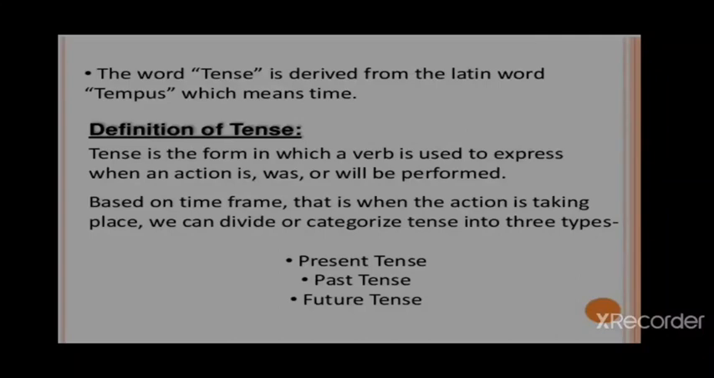So for that purpose only, a verb is used in a sentence. So tense is based on time. When the action is taking place, students, we can categorize tense into 3 types: present tense, past tense, and the future tense. So now let me show the examples, then you will understand easily.